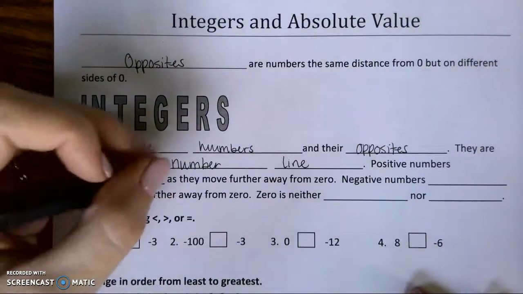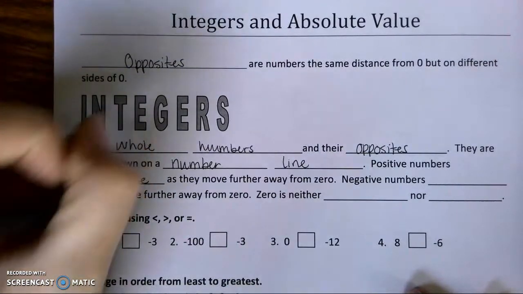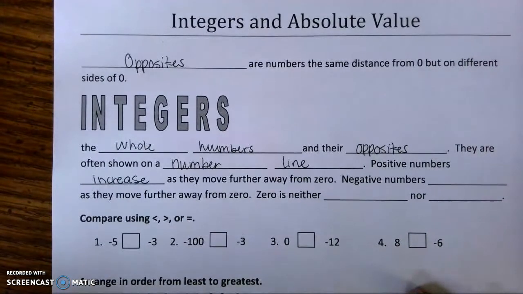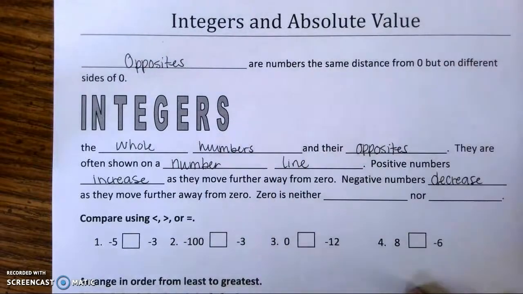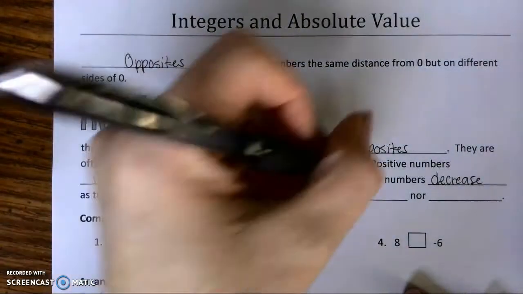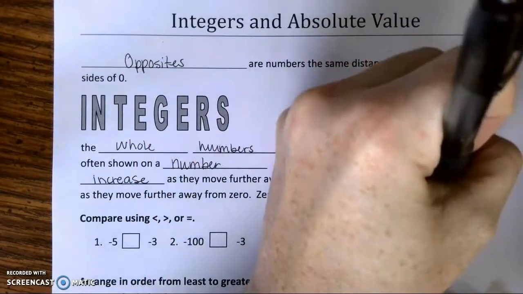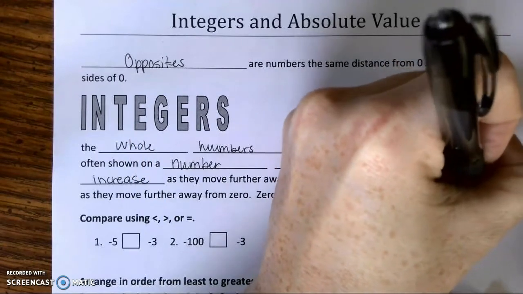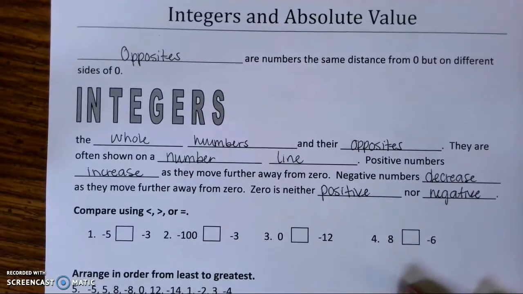Positive numbers increase as they move away from 0. So if you're moving to the right, that's an example of it increasing. Think of that number line. Negative numbers decrease as they move further away from 0. An important thing to note is that 0 is neither positive nor negative. So think of 0 as more of a neutral number.